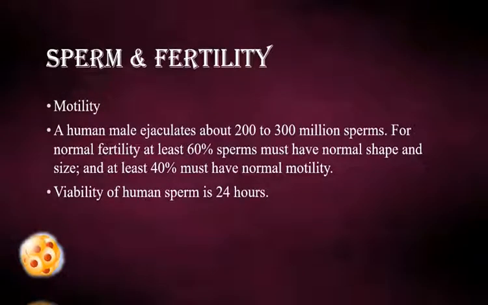The fertility of a human male is dependent upon three characteristics of sperm. First is motility. The sperm should be motile enough to reach the ovum. The second is number. The human male ejaculates about 200 to 300 million sperms. For normal fertility, at least 60% sperms must have normal shape and size, and at least 40% must have normal motility. The third factor is viability. Viability of human sperm should be 24 hours for fertility.